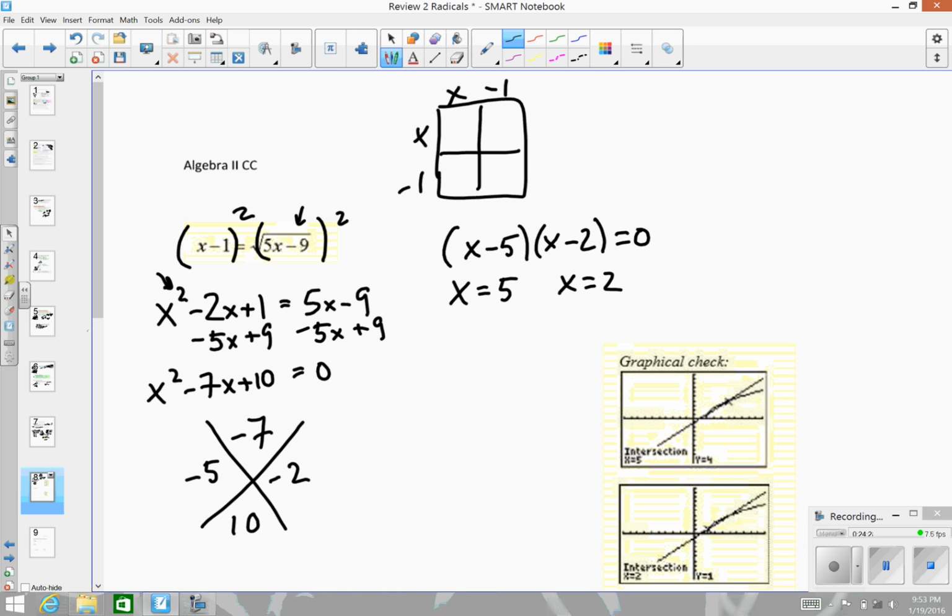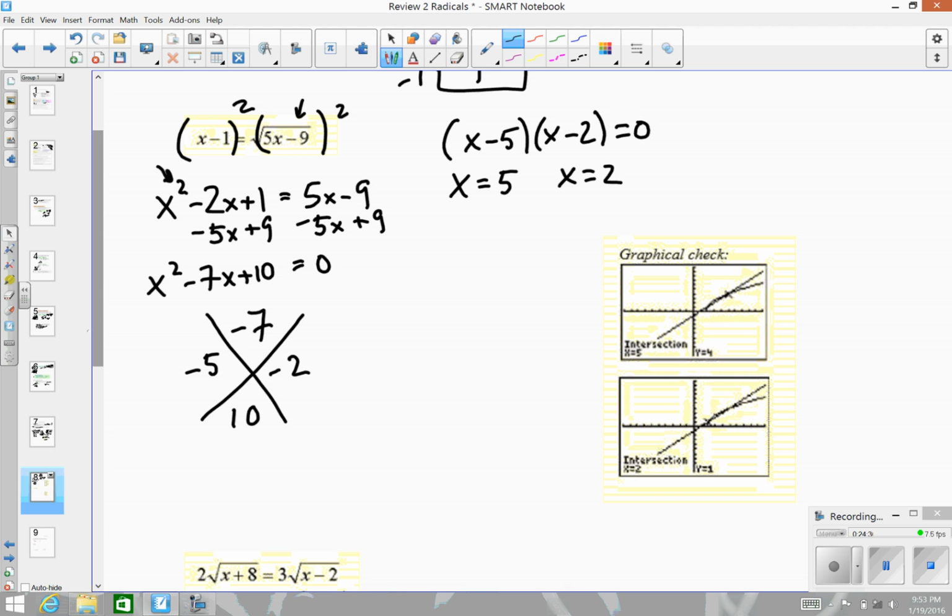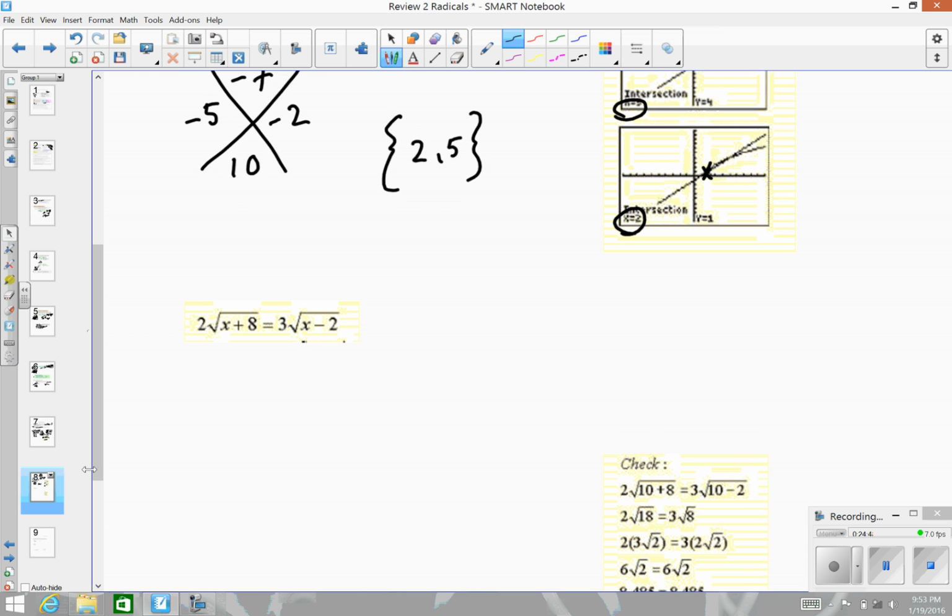Two solutions. If you were to check this graphically, you would see two intersection points. There's one there where x is 5, and there's one here where x is 2, which means both of my solutions are valid. 2 and 5 are solutions. All right, let's look at another one.